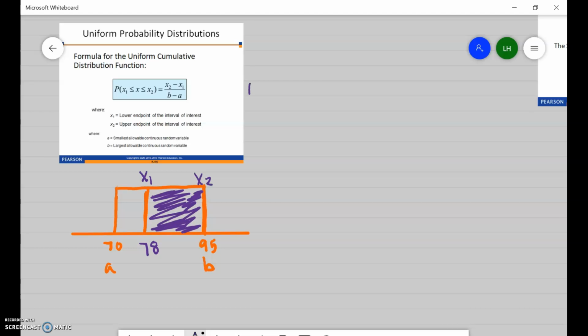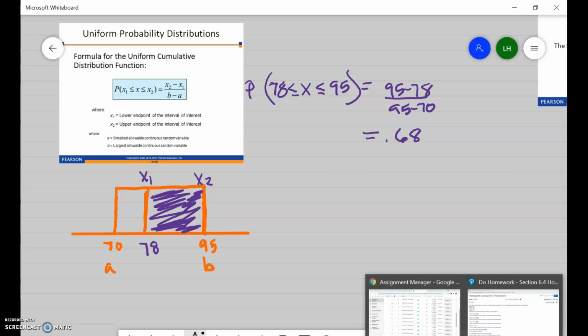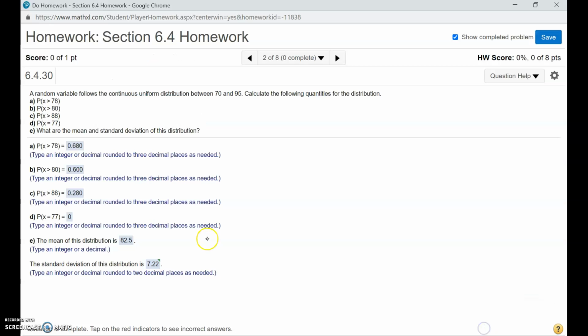Alright, so now we're ready to plug in the probability that x is in between 95 and 78. So we're going to say 95 minus 78 over 95 minus 70. And you will get 0.68. So for these, you don't have to use the complement rule. It will give you your answer for greater than by using that interval.